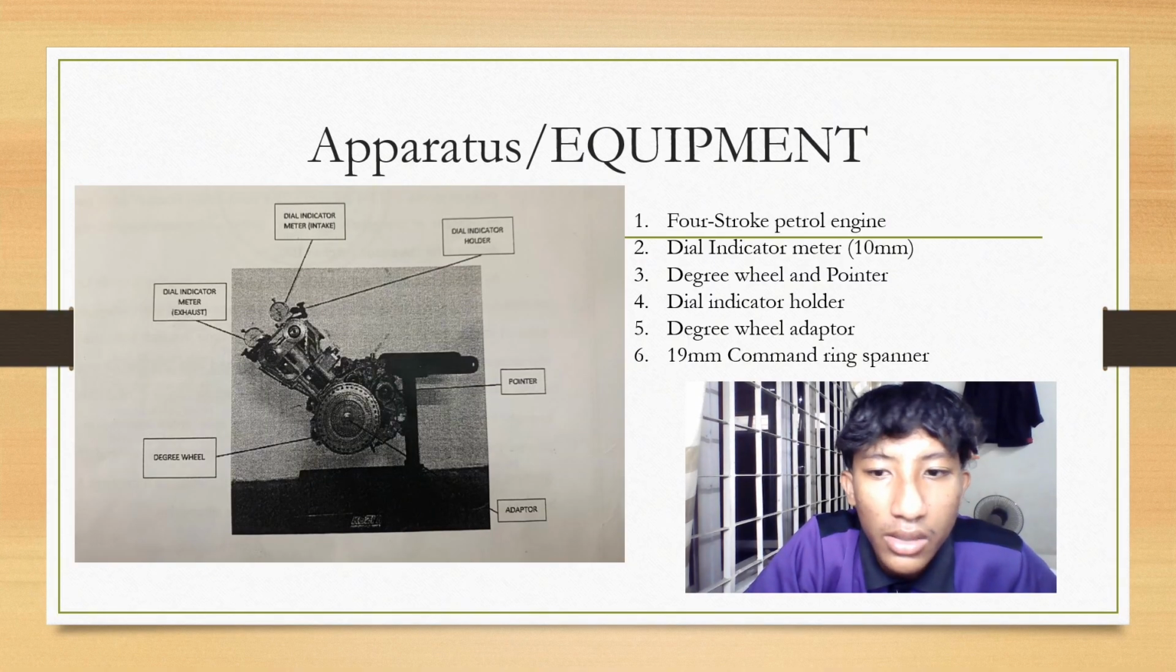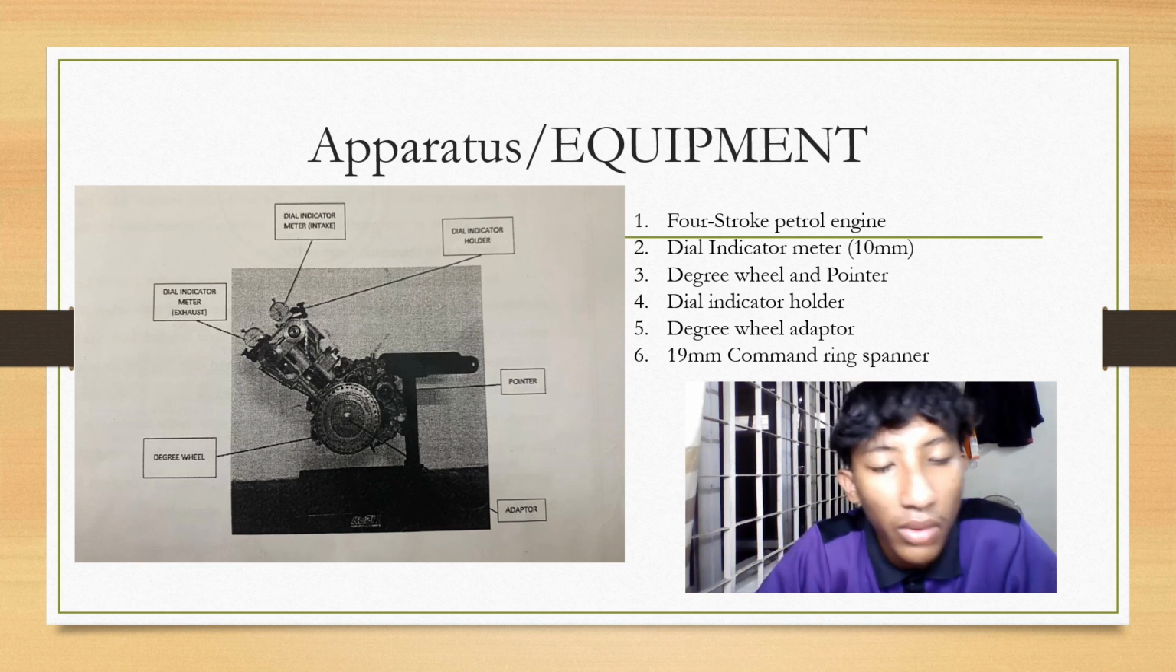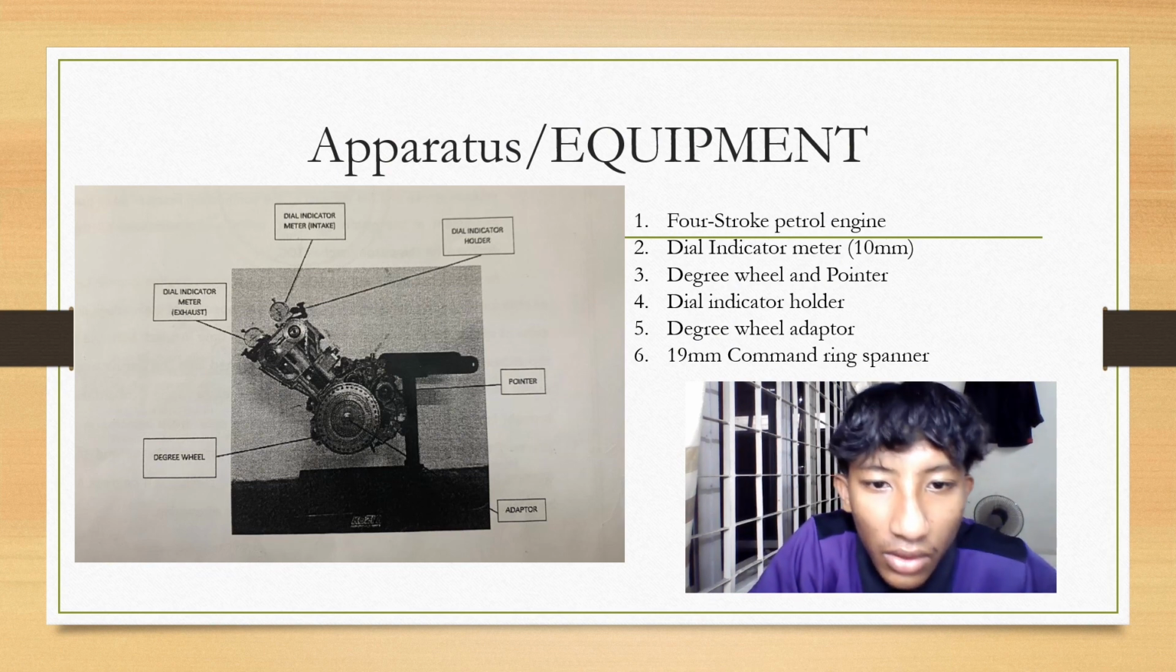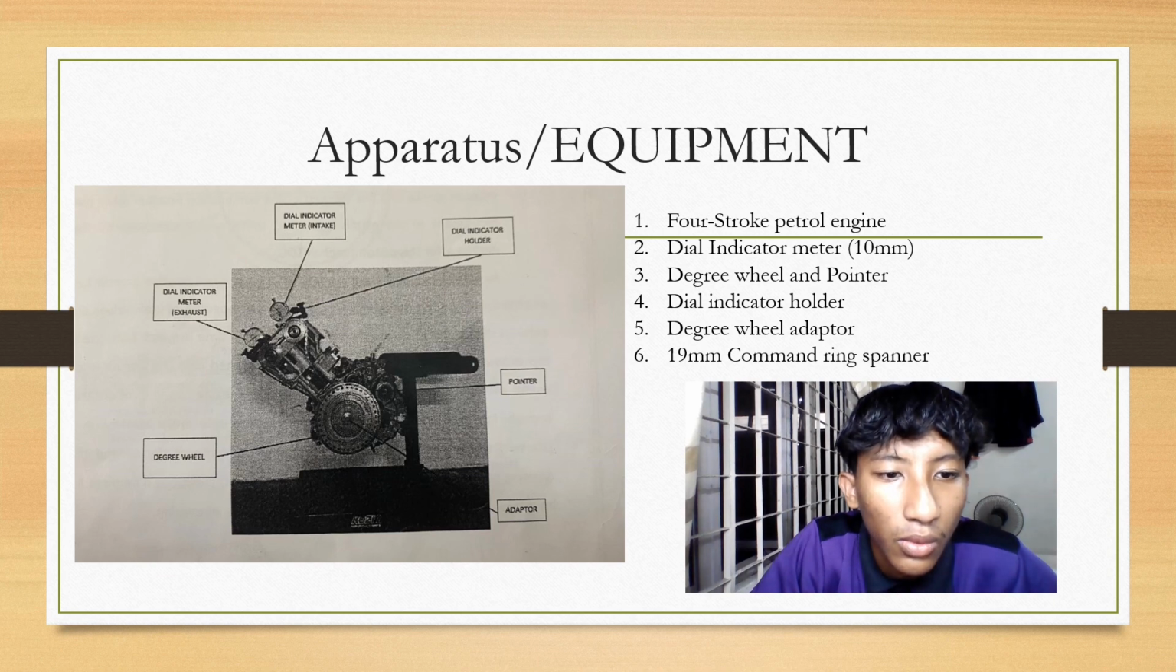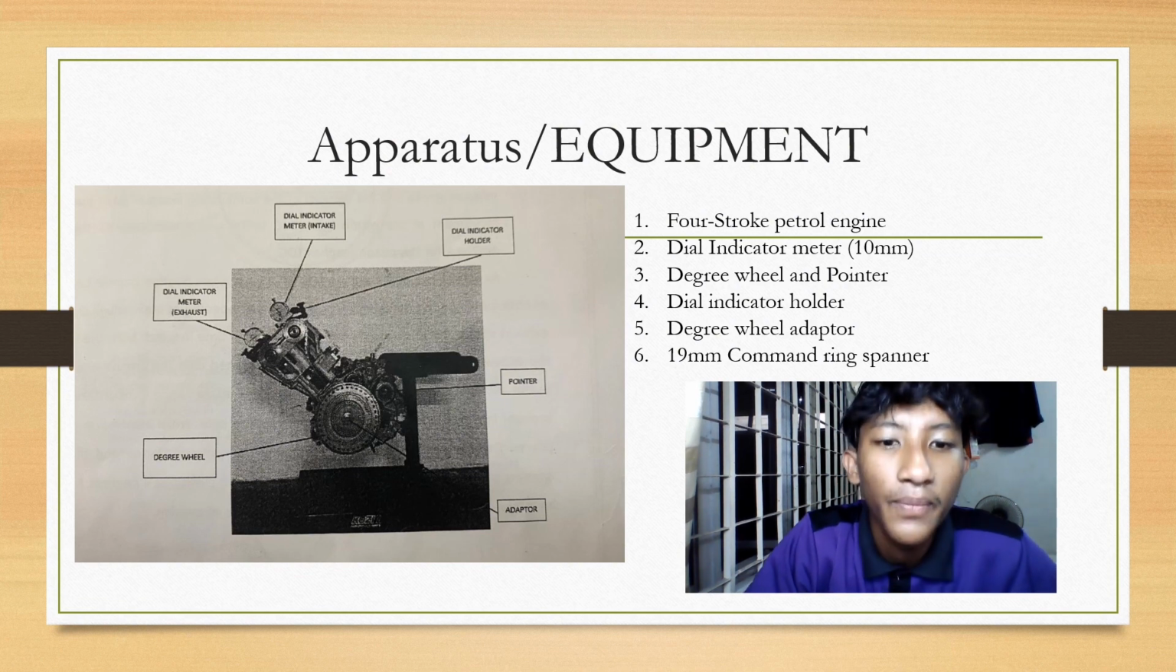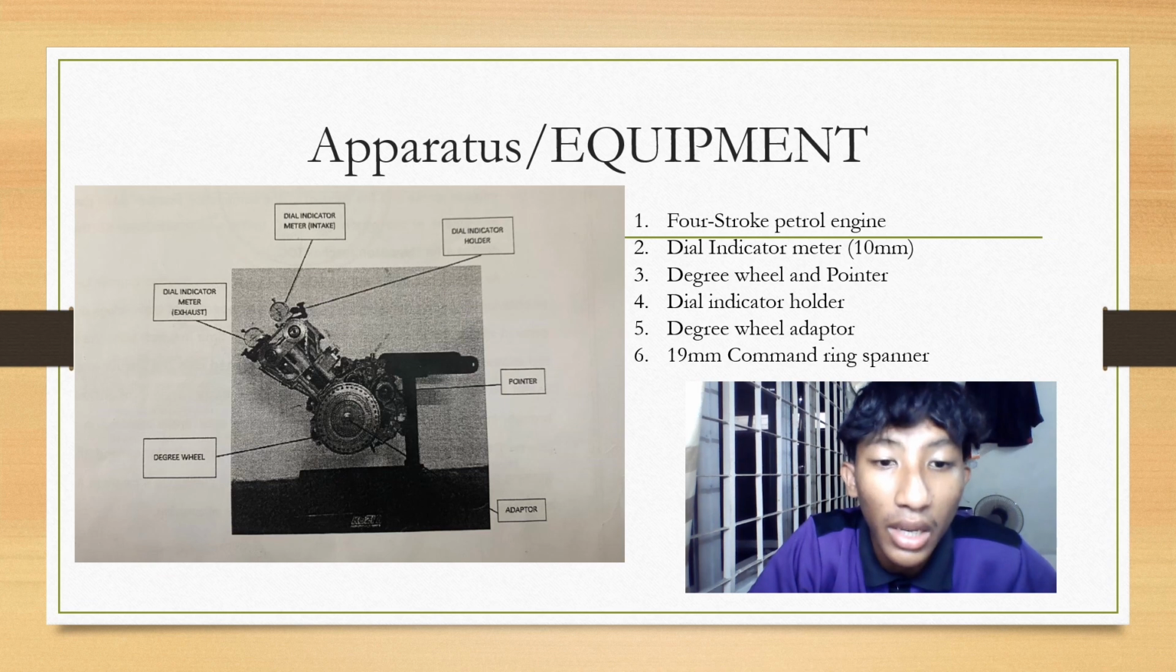So now we are at the part of apparatus and equipment involved in the valve timing practice. Number one, which is the obvious one, the four-stroke petrol engine. Number two, a degree wheel and pointer, dial indicators 10 mm at both the intake and exhaust valves, a dial indicator holder, which is a holder for the dial indicator, a degree wheel adapter, and a 90 mm combination ring spanner.